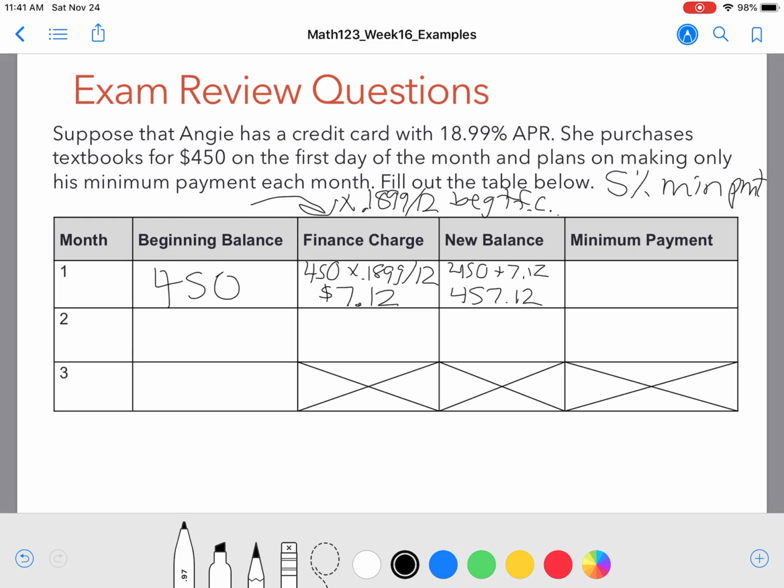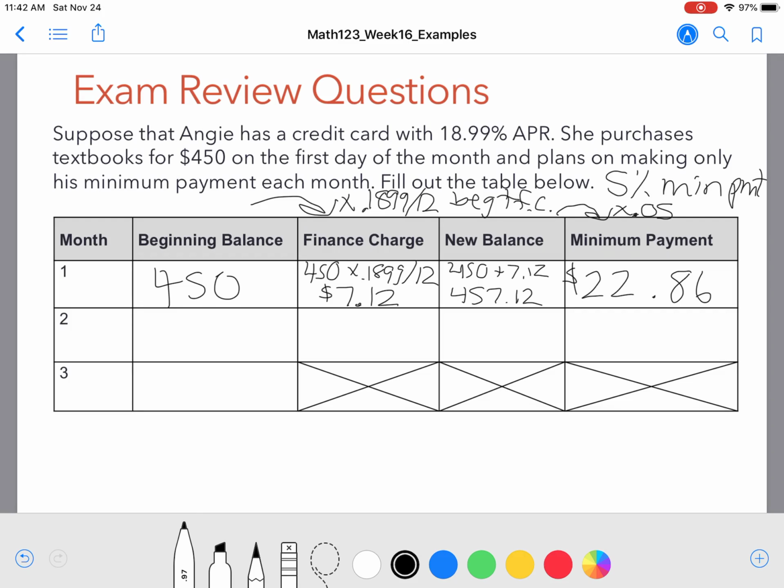And then to get the minimum payment, all we do is take whatever was our new balance and multiply by our minimum payment percentage, which in this case I said 5%, so we'd multiply by 0.05. So we're going to take 457.12 times 0.05, and I get an answer of $22.86, because it's like 0.856, so we should round up. All right, so that's our first line.